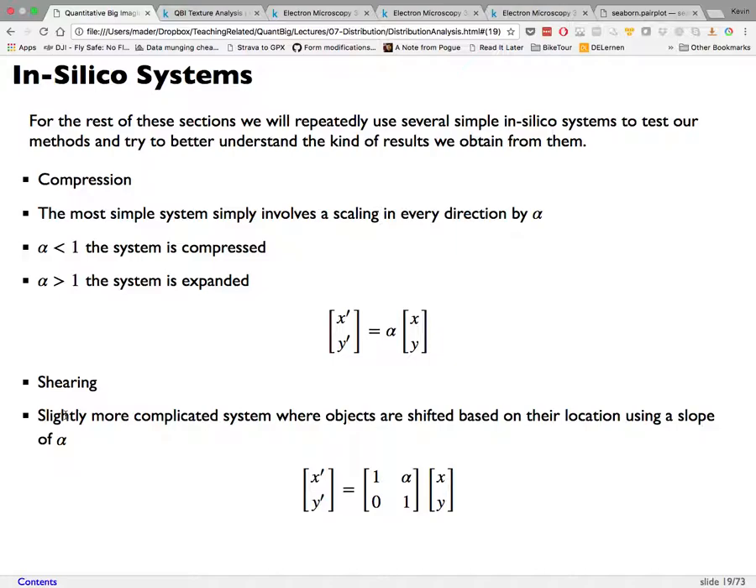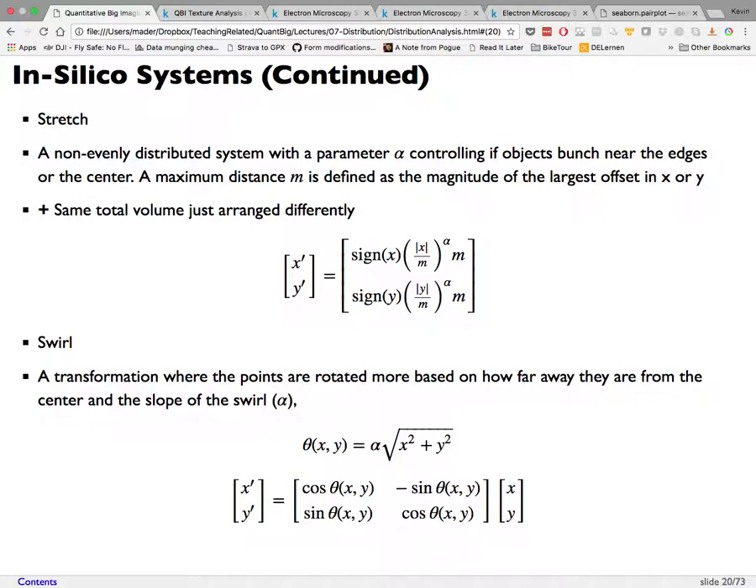Shearing is then very similar, but this is where you have a slightly different effect as you go further down in the sample. And so as you increase in y, your x position gets shifted. So it looks sort of like a shear. Stretching is sort of a nonlinear transformation of your system so that you move objects away from each other based on how far out they are in your system. And then the last one is sort of a swirl, which is a transformation that just kind of rotates points around so that you get a nice view of them.